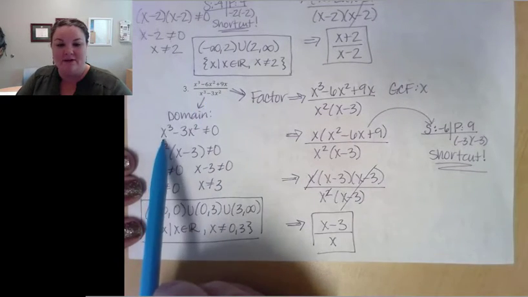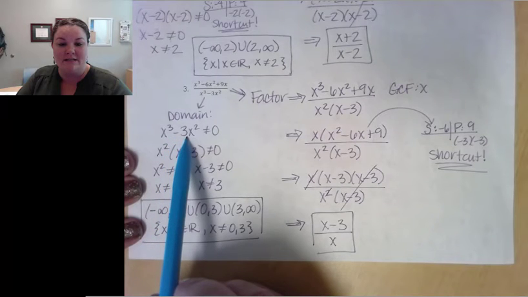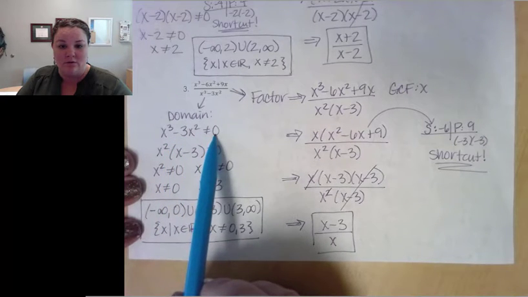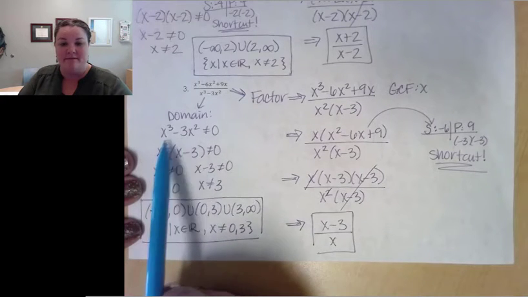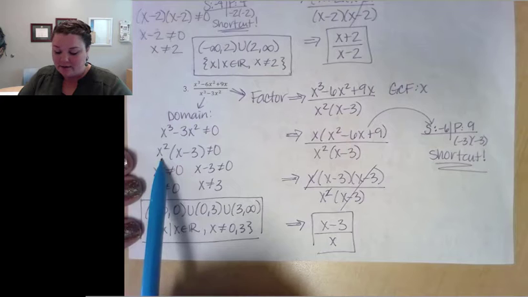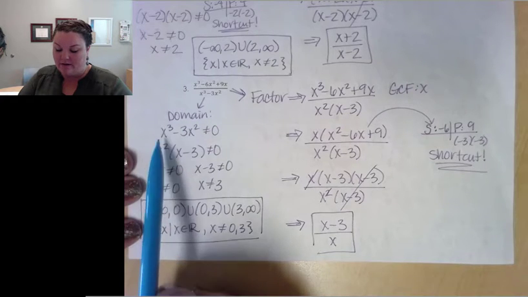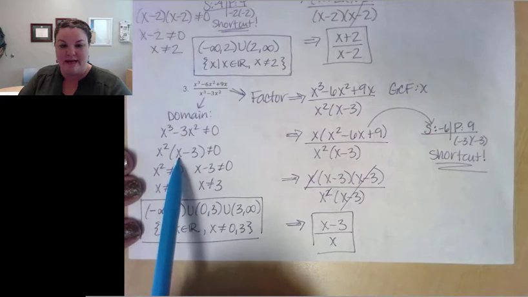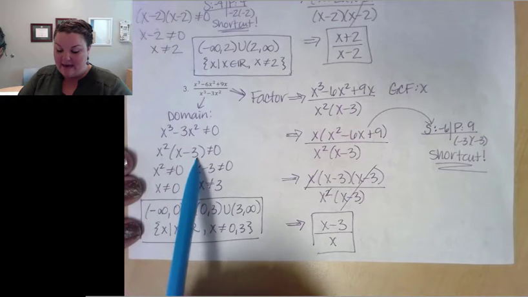Okay, all right. And our third and final problem, the domain, we look at the denominator. Our denominator is x cubed minus 3x squared can't equal 0, right, in this case. And I look for a greatest common factor always. Greatest common factor is x squared here. When I take x squared out of each of these terms, I should be left with x minus 3. And now it's fully factored, right?